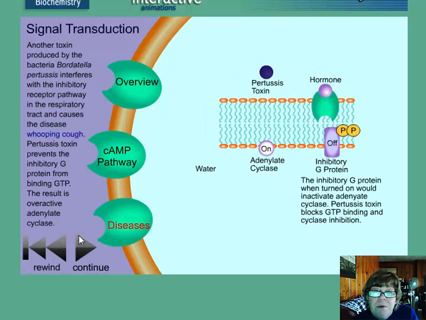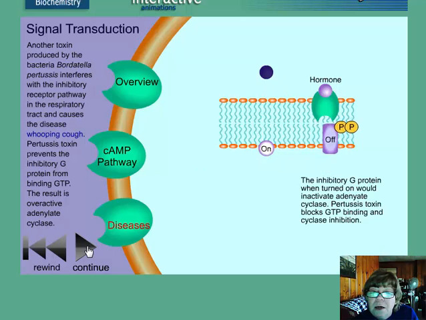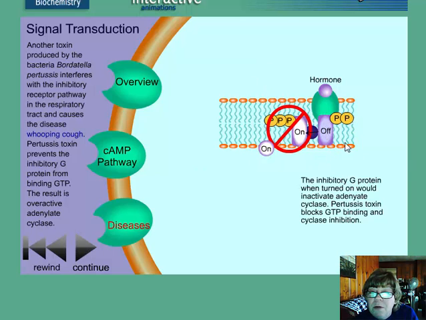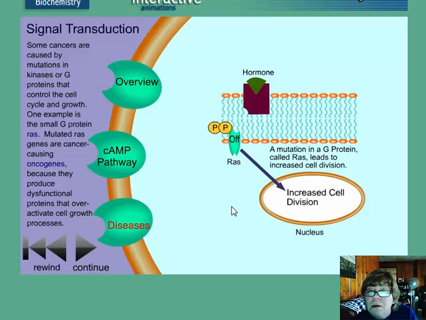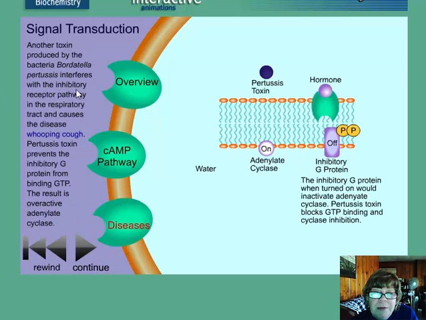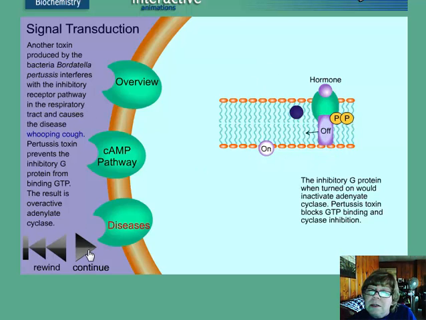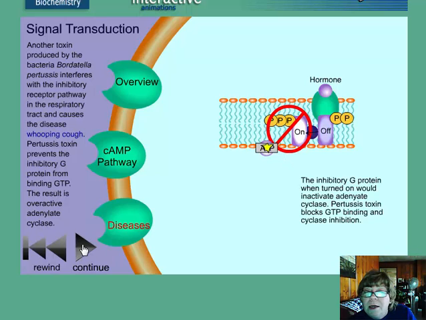So another example would be pertussis. This is whooping cough. It will prevent the G protein from binding, and so what you've got is an overactive type of thing. Watch this one. See, it won't go through and let it do anything, and so we're just making and making and making. It inhibits the receptor pathways in the respiratory tract.